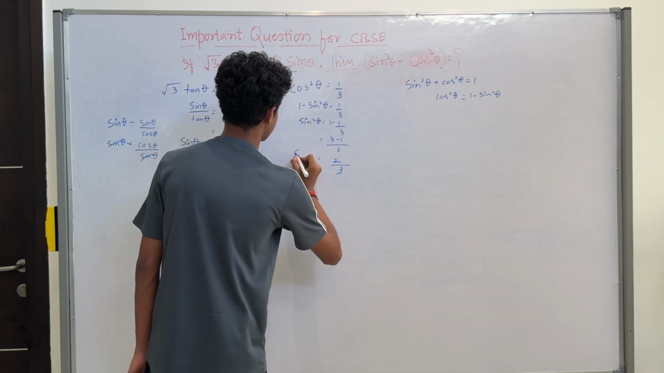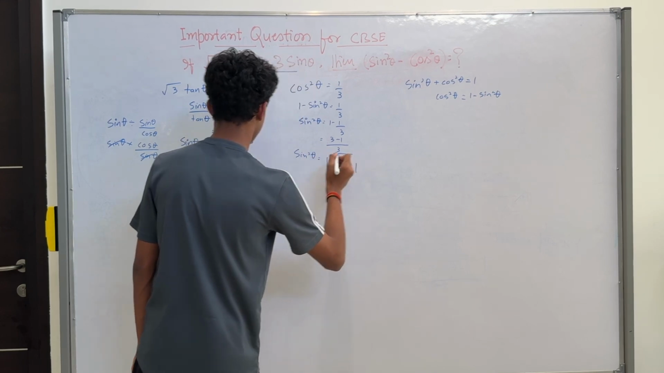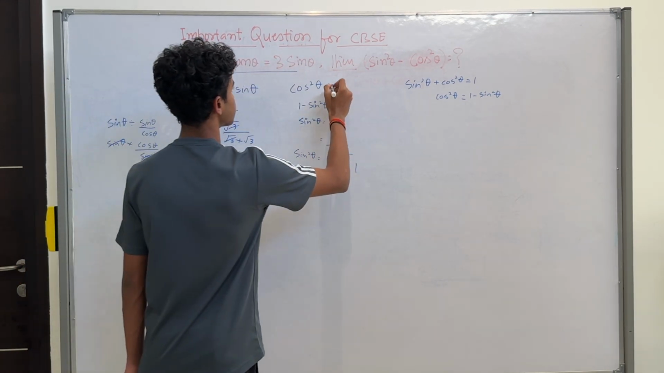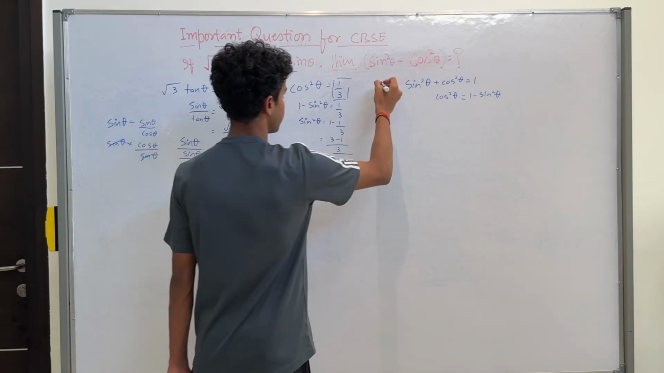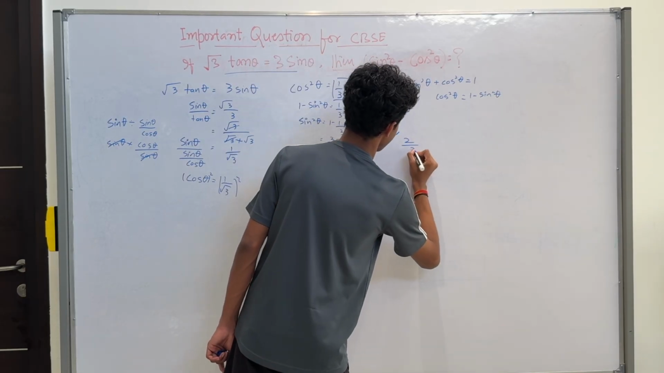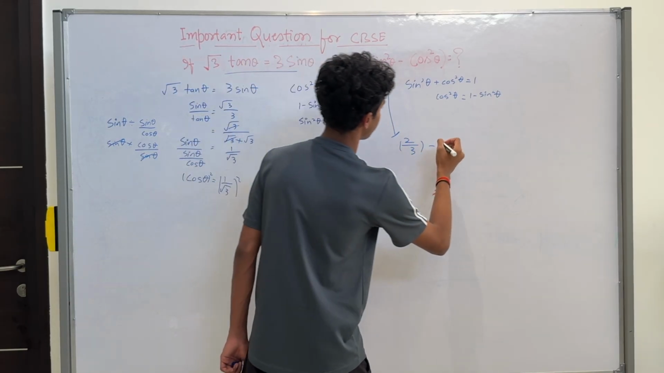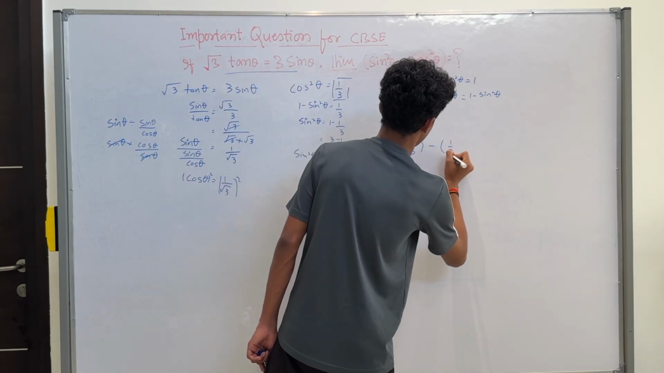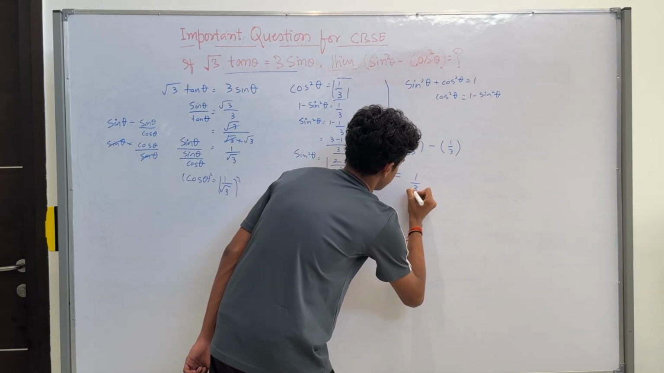We got the value of sin square theta and the value of cos square theta, which is this. Now you just have to write the values and simplify it. Sin square theta is 2 by 3 and then cos square theta, which is 1 by 3. Subtract the both, our answer is 1 by 3.